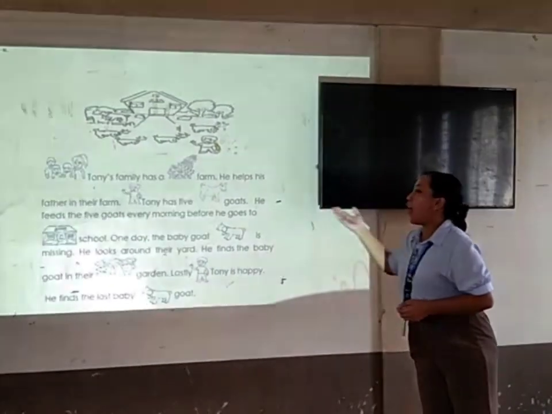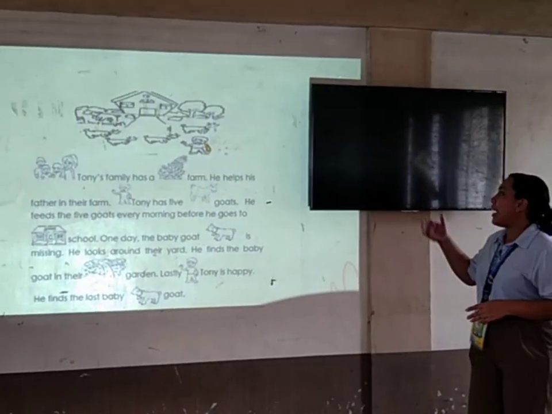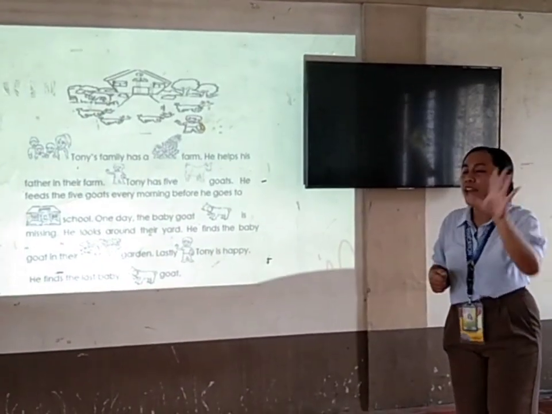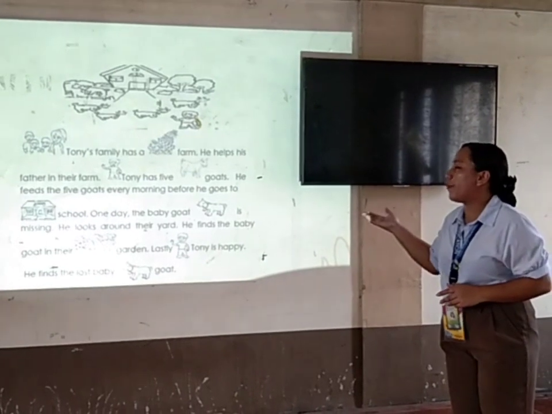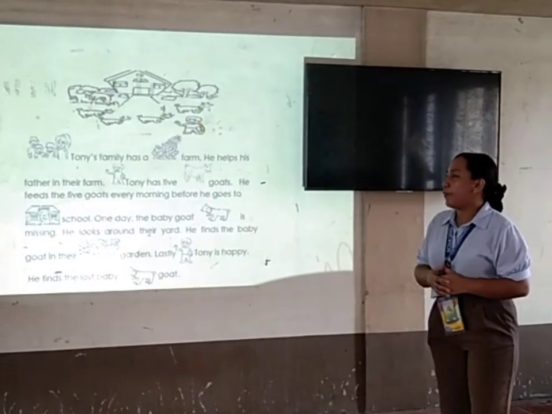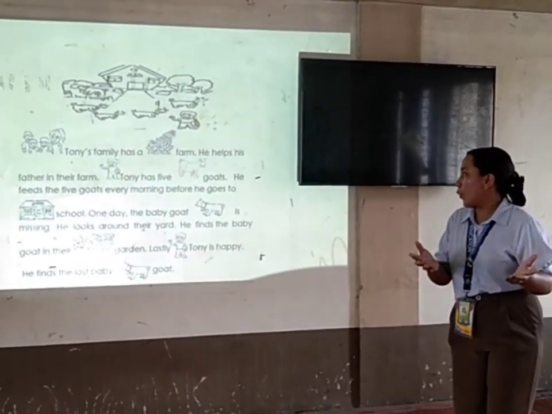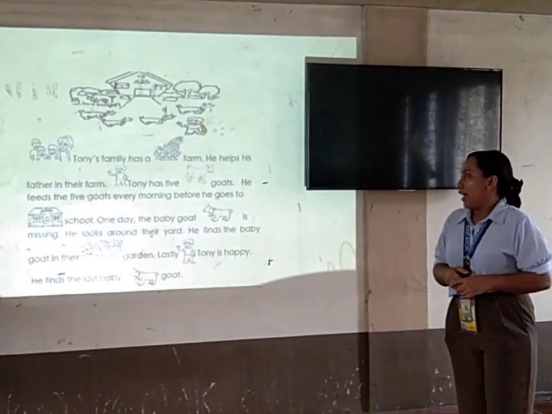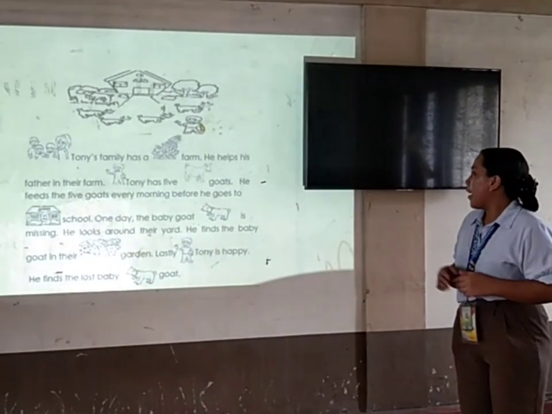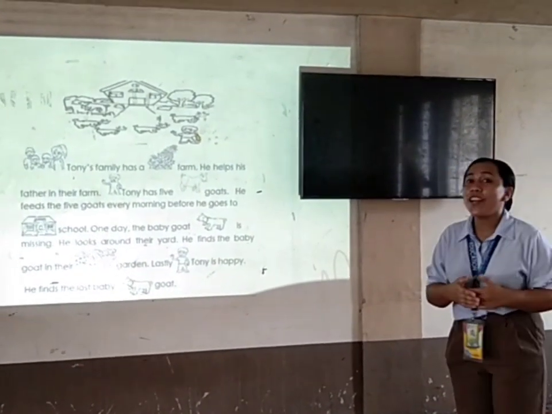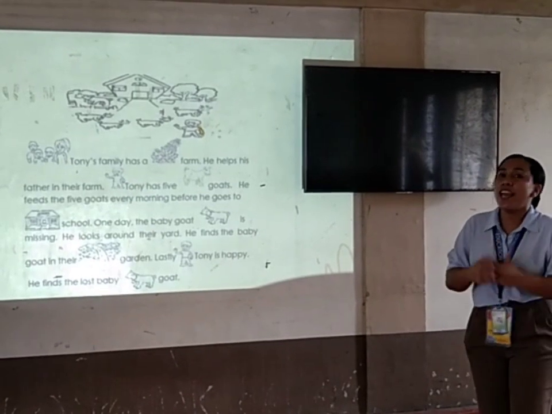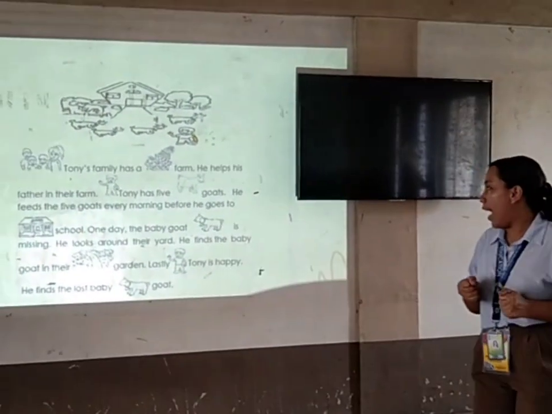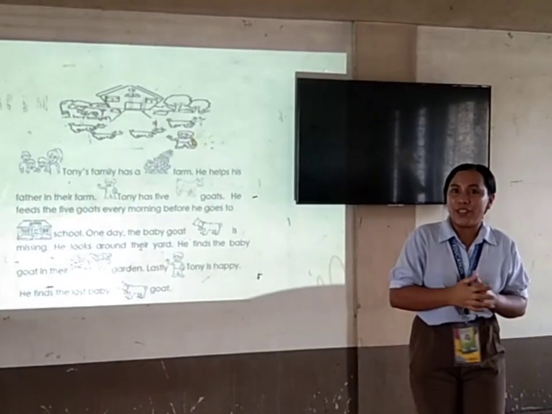Tony's family has a farm. He helped his father in their farm. Tony has 5 goats. He feeds the 5 goats every morning before he goes to school. One day, the baby goat is missing. He looks around their yard. He finds the baby goat in their garden. Lastly, Tony is very happy because he finds the lost baby goat.